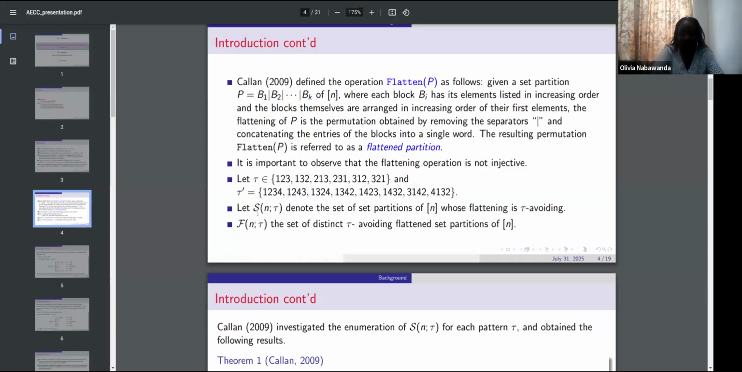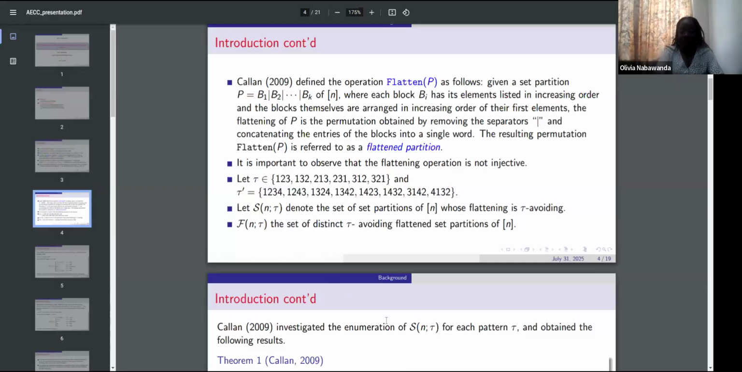And I'll let S_n(tau) denote the set of set partitions of n whose flattening avoids a pattern tau, and F_n(tau) denote the set of distinct tau-avoiding flattened partitions. So I'm using the term distinct here just to emphasize that the flattening operation is not injective, and so when we look at this set F_n(tau), we shall mostly be interested in those distinct flattened partitions.